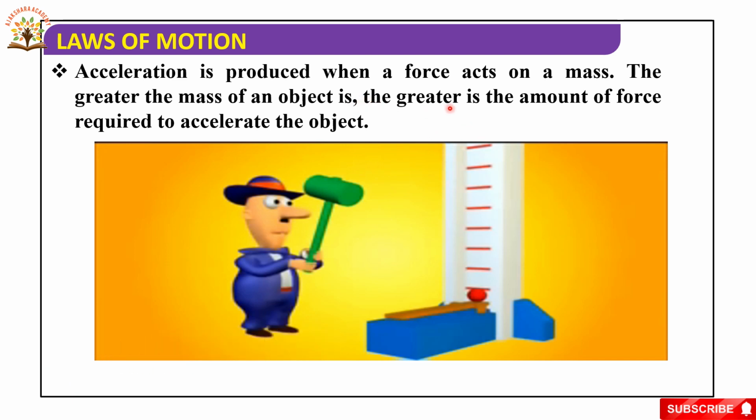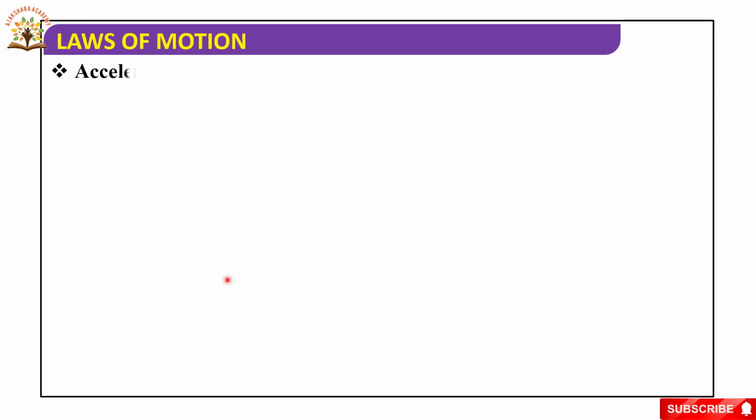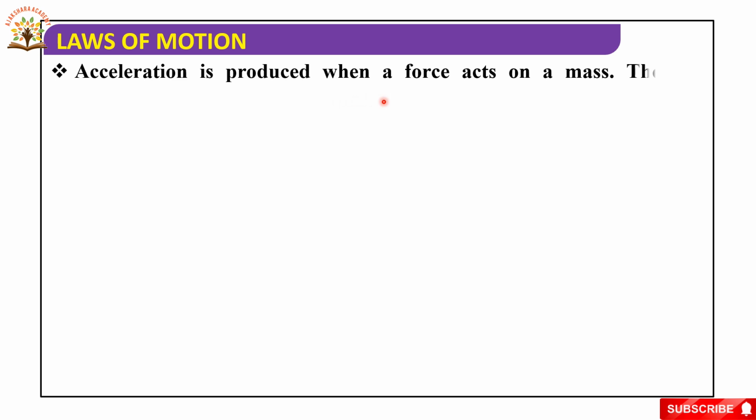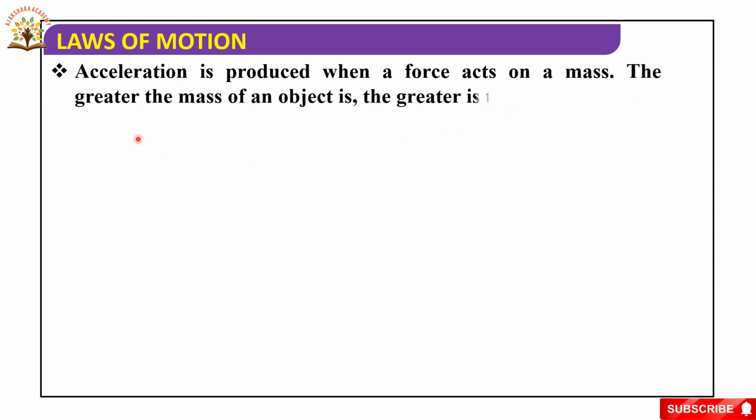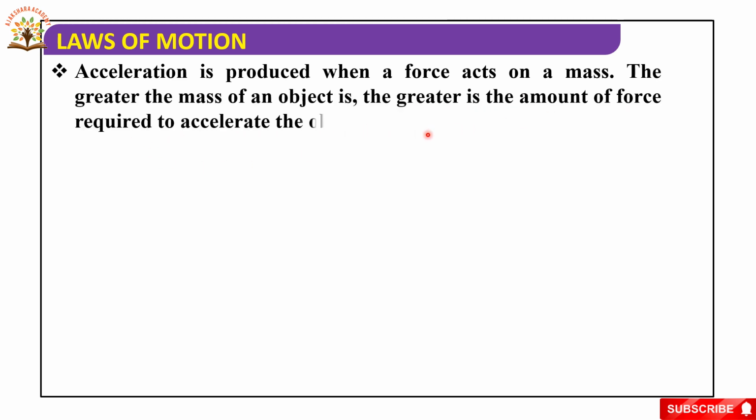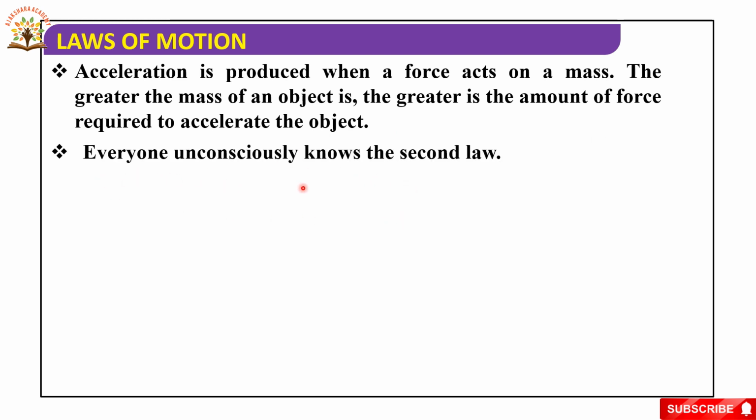Here, when a force acts on a mass, the greater the mass of the object, the greater the amount of force required to accelerate the body. Okay. Next, acceleration is produced when a force acts on a mass. So, the greater the mass of the object, the greater the amount of force required to accelerate it. So, everyone unconsciously knows the second law.